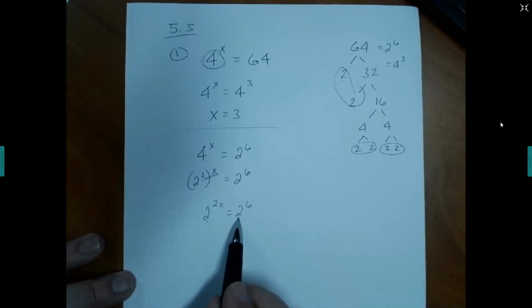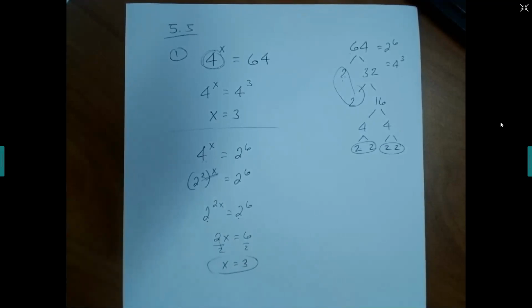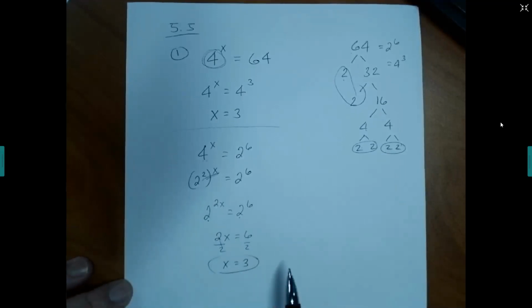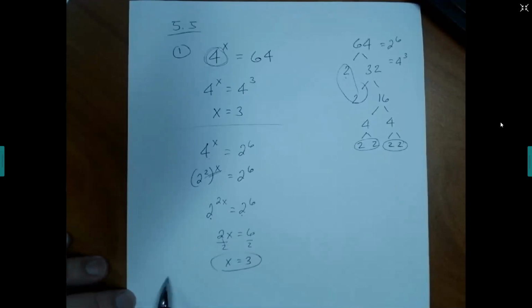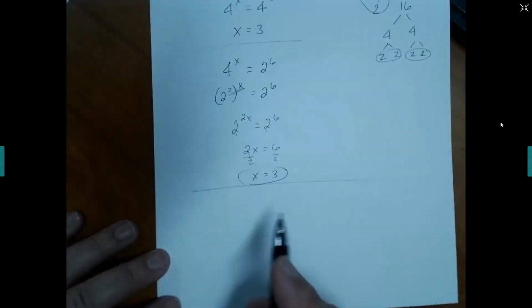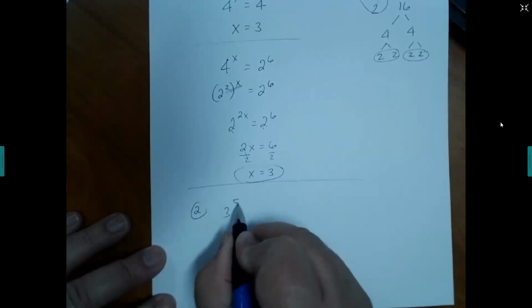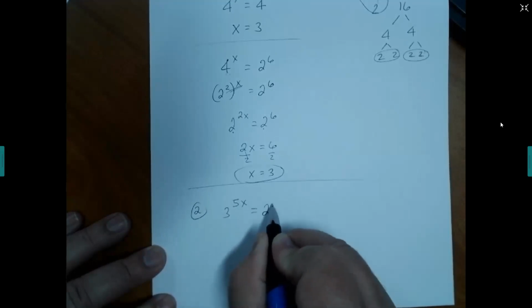Now we have the same bases, so we only have to look at the exponents. 2x equals 6. X equals 3. Either way works, whatever is easiest for you to see. But if you're going to go all the way down to the smallest, then you have to make sure you have the same bases before you go any further. This is number 2. 3 to the power 5x is equal to 27.